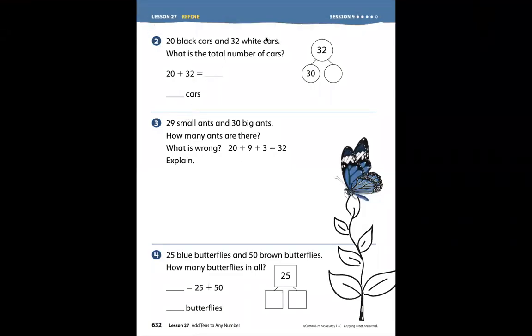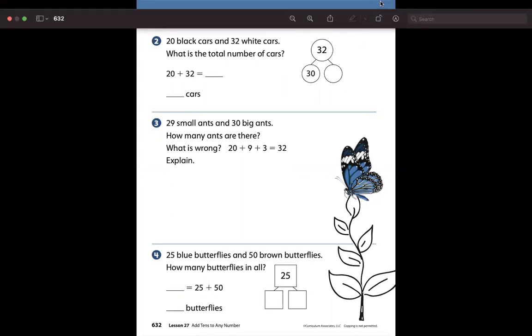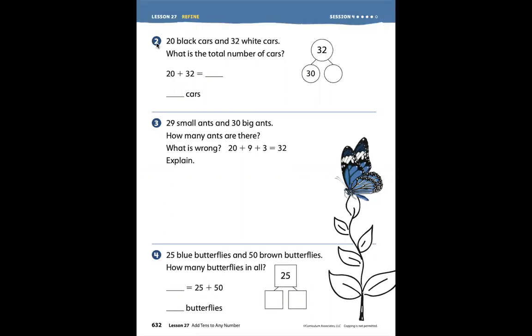Lesson 27, page 632, session 4. We are adding tens to any number. Here we have problem 2. 20 black cars and, here's a joining word, 32 white cars. What is the total number of cars?